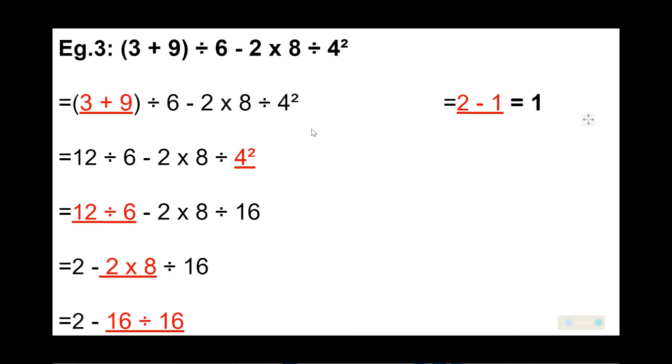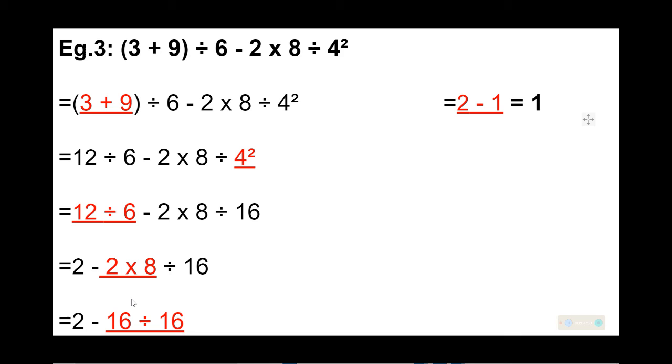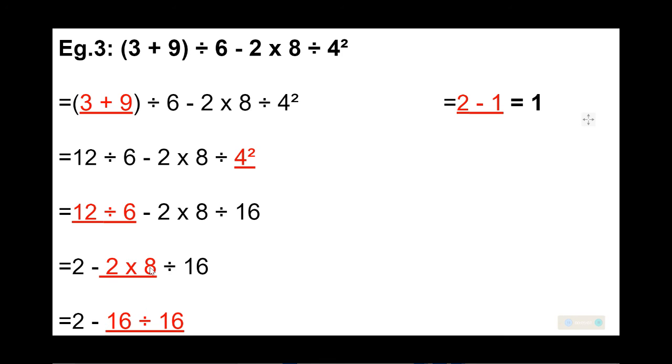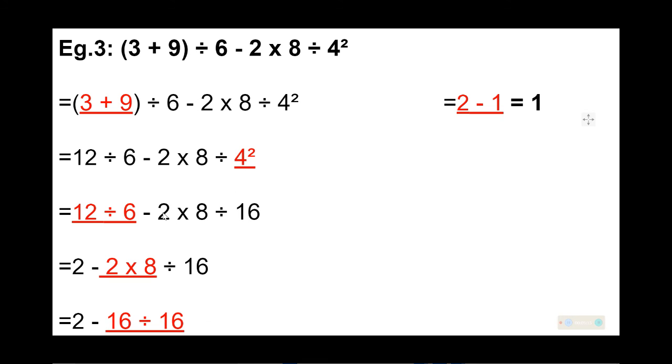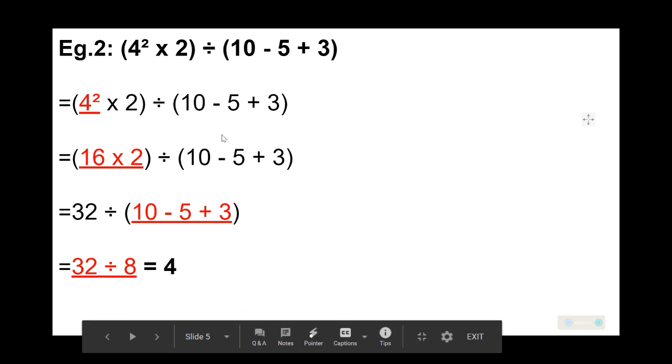Now you are probably wondering why we did this over here, why we multiply and then divide. Well, in this case, the order would not matter. So we can multiply 2 by 8, which will give us 16, and then divide by 16, which will give us 1. Or we can divide 8 by 16, which will give us a half, and then multiply by 2, which will also give us 1. In this case, the order does not matter. This is an example of the associative law.